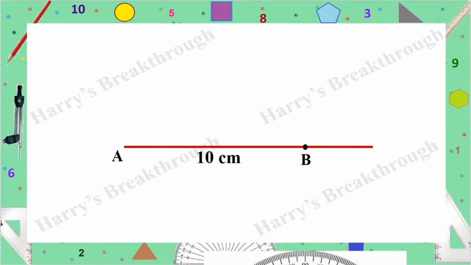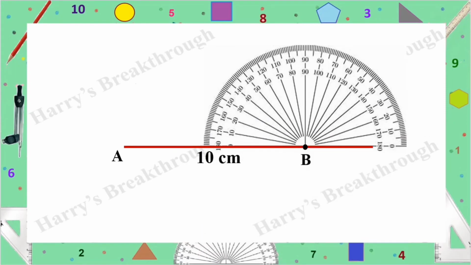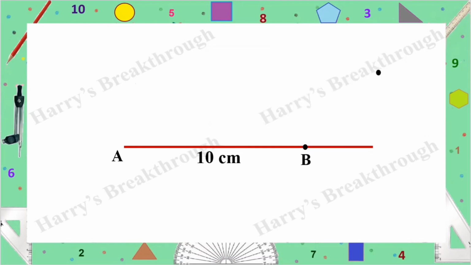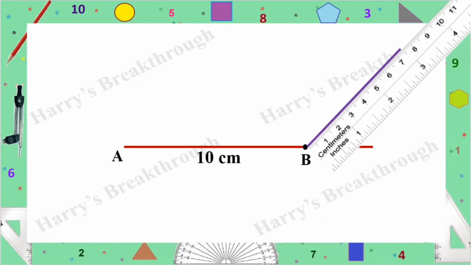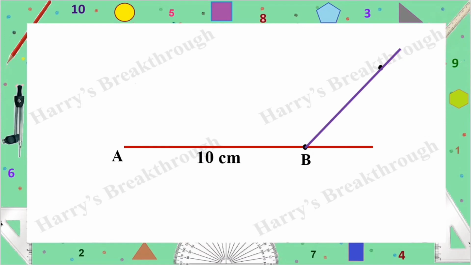Then place your protractor at point B. Then mark a point at 45 degree. Then join these 2 points. So you got a slanted line. You have to measure 6 centimeter on this slanted line. So here you got another point at 6 centimeter and name it as point C.